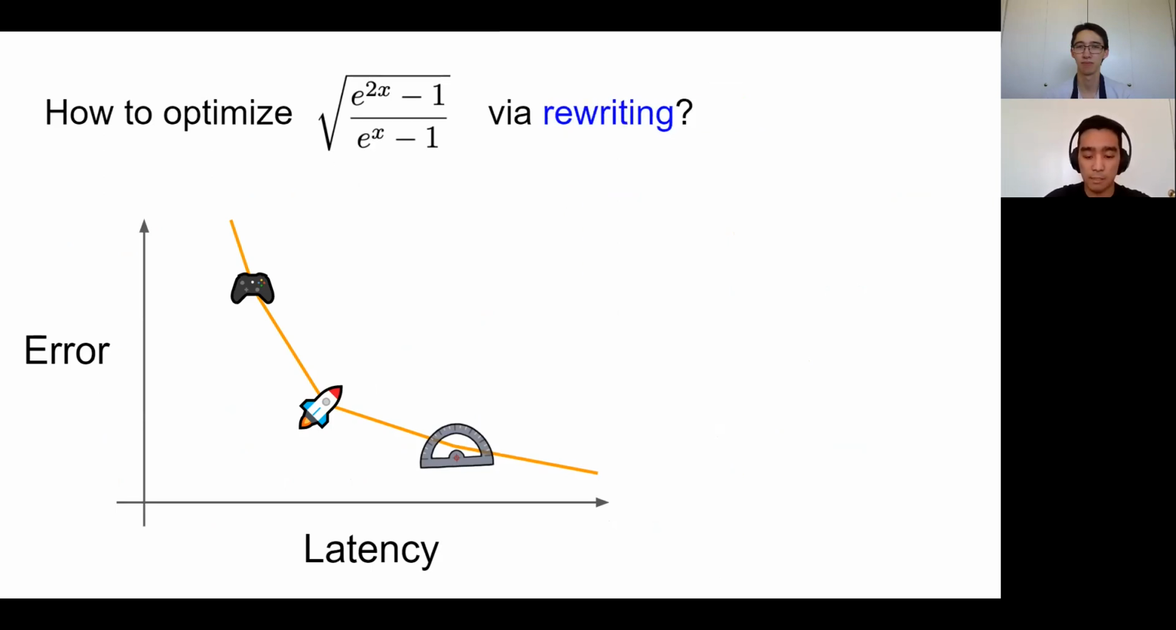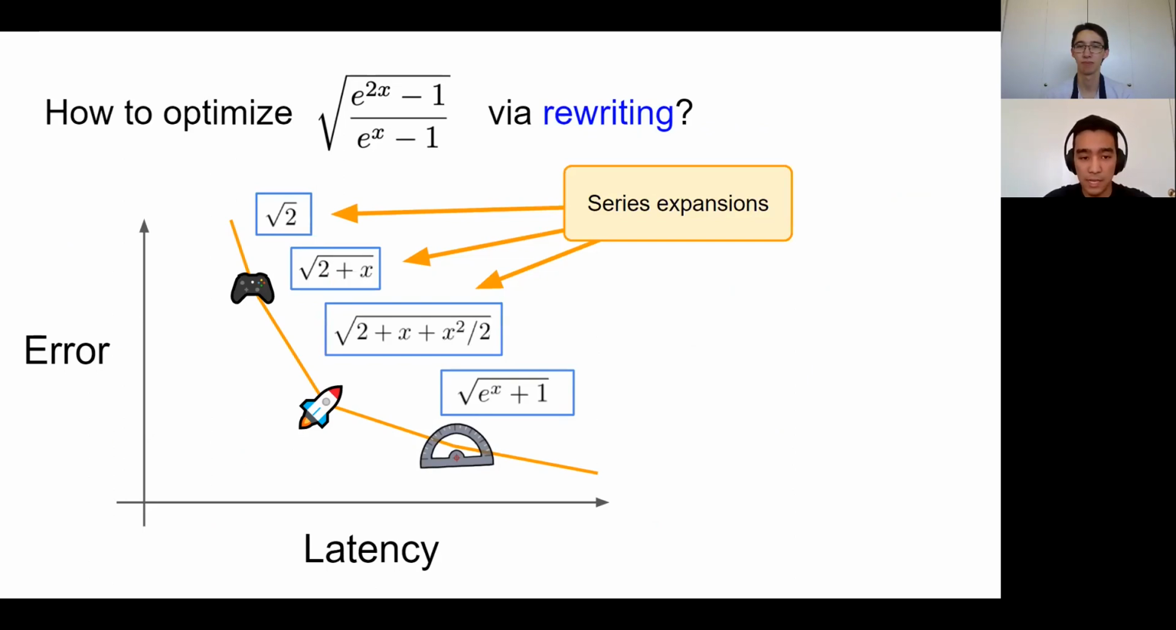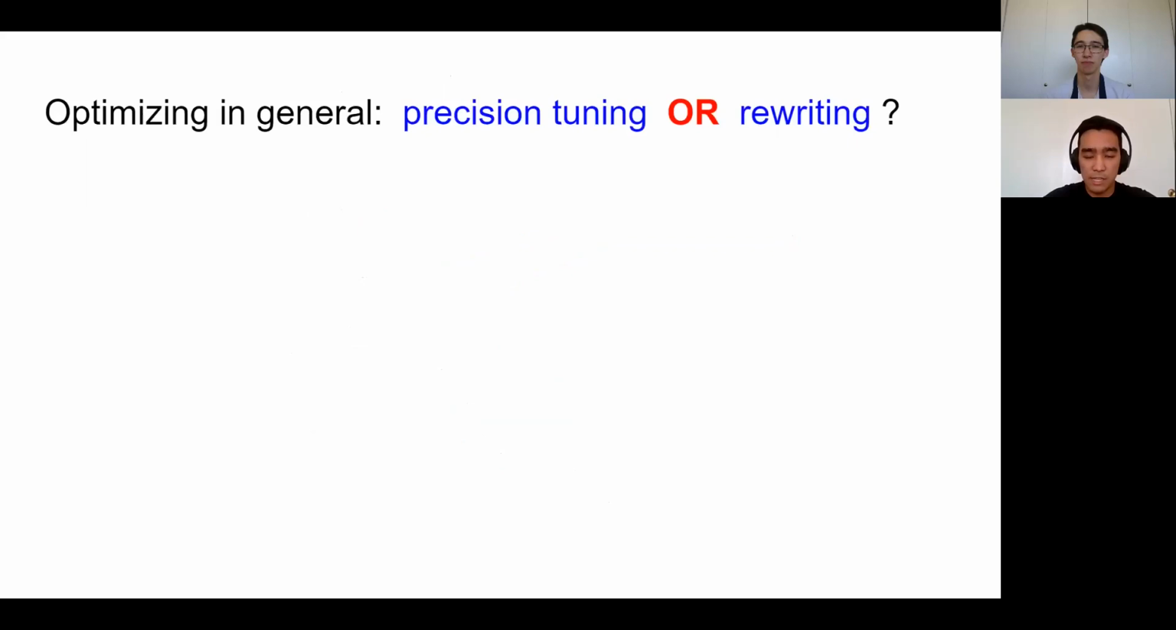Well, how about rewriting? Obvious choice is to simplify. We get this nice, concise, and accurate expression, but maybe it's still too slow for you. So if you take series expansions, you get smaller and faster expressions. Now, in general, it's hard to know if we should choose precision tuning or rewriting. And in many cases, we want to use both.